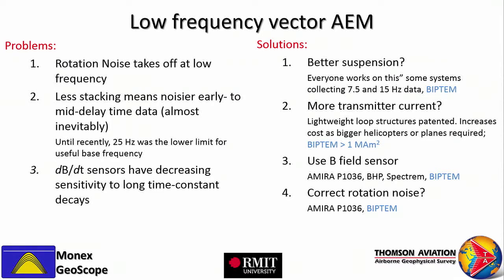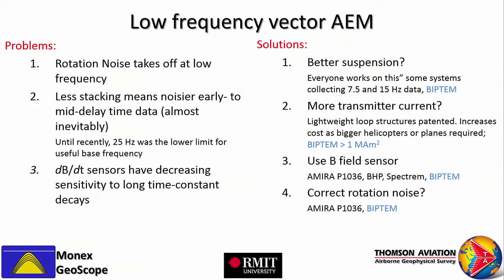So this slide was just talking about what's needed to be able to acquire this low frequency vector airborne EM. We want the three components. We don't just want a fixed loop. So we've seen that rotation noise takes off at low frequencies, so our damping systems set it all below one hertz. Because we're low frequency, it means that you can't stack as much. If you want to preserve some form of lateral resolution, you can't afford to be stacking too much, or else you're losing too much of that lateral resolution. The DBDT sensors, well, we know that they've got decreased sensitivity for those long time constants, that's just a known. So we want to have that B field stuff.